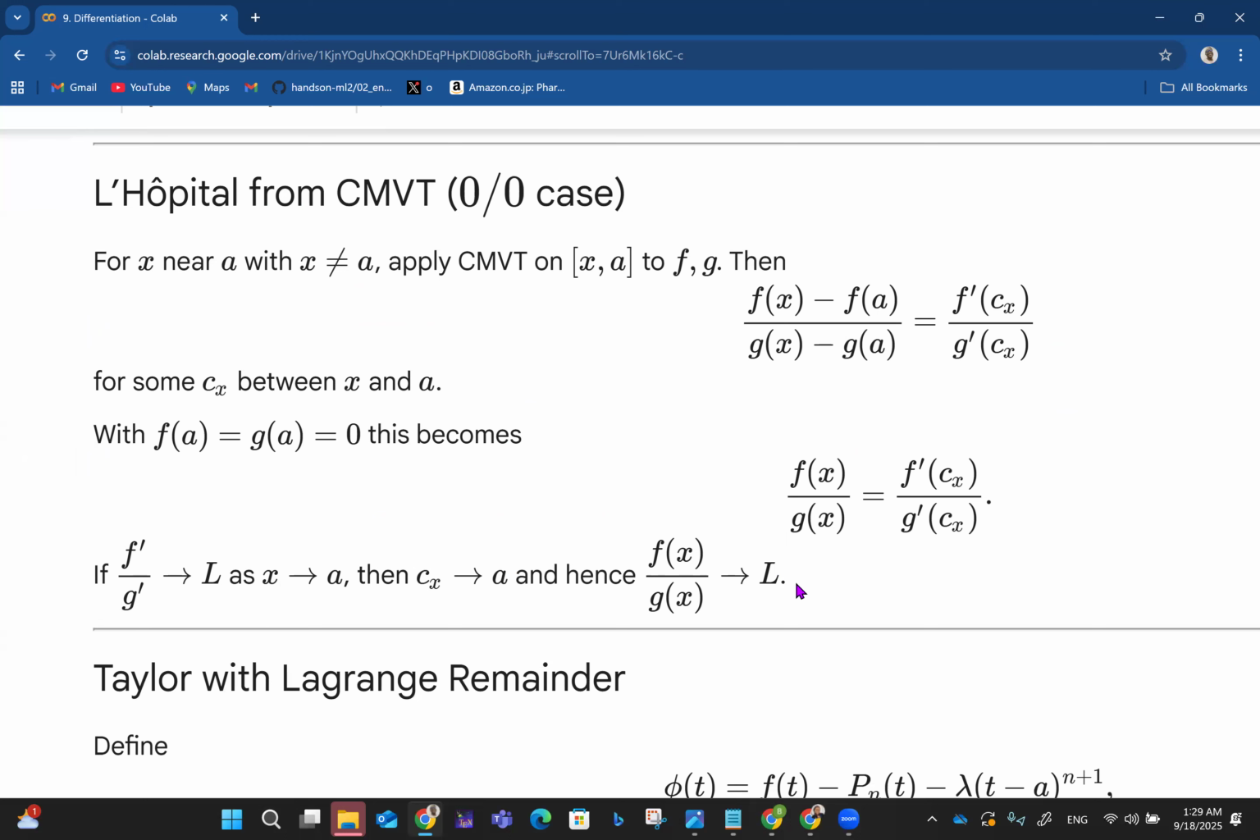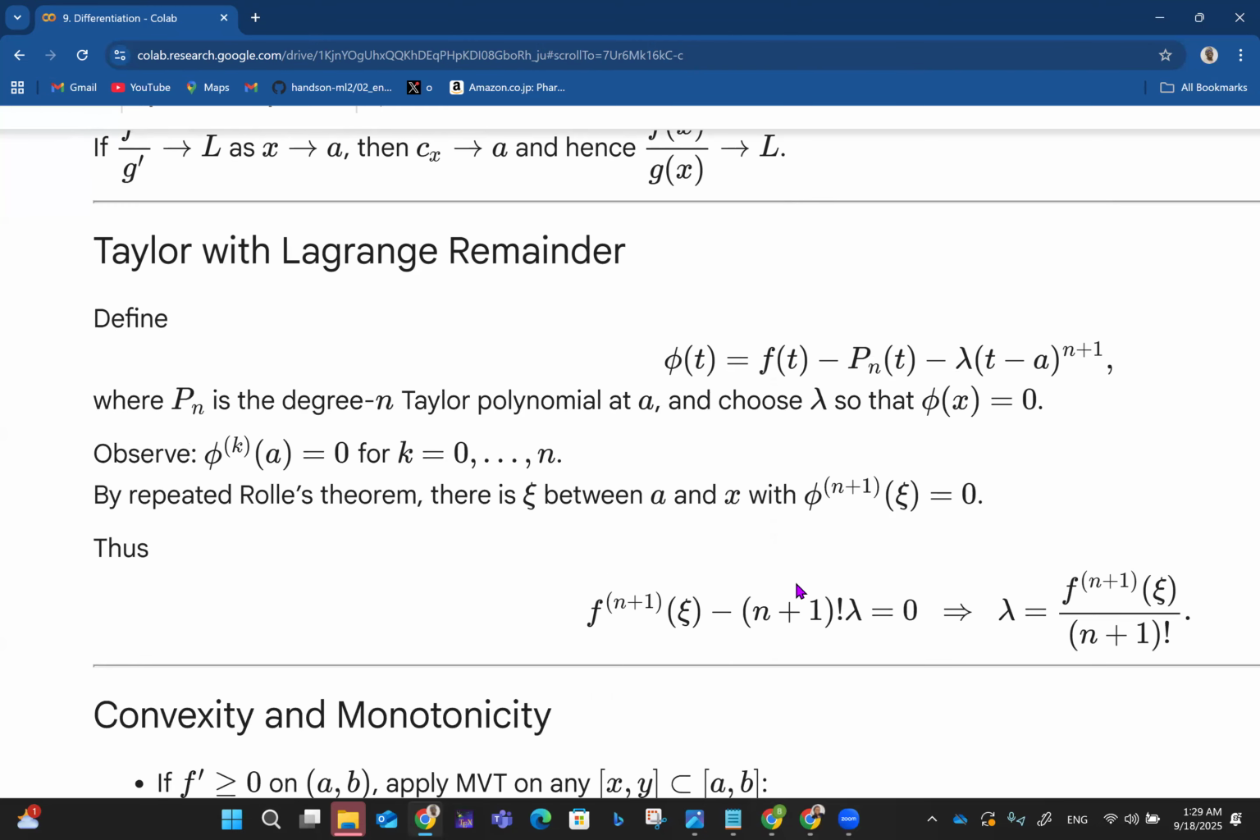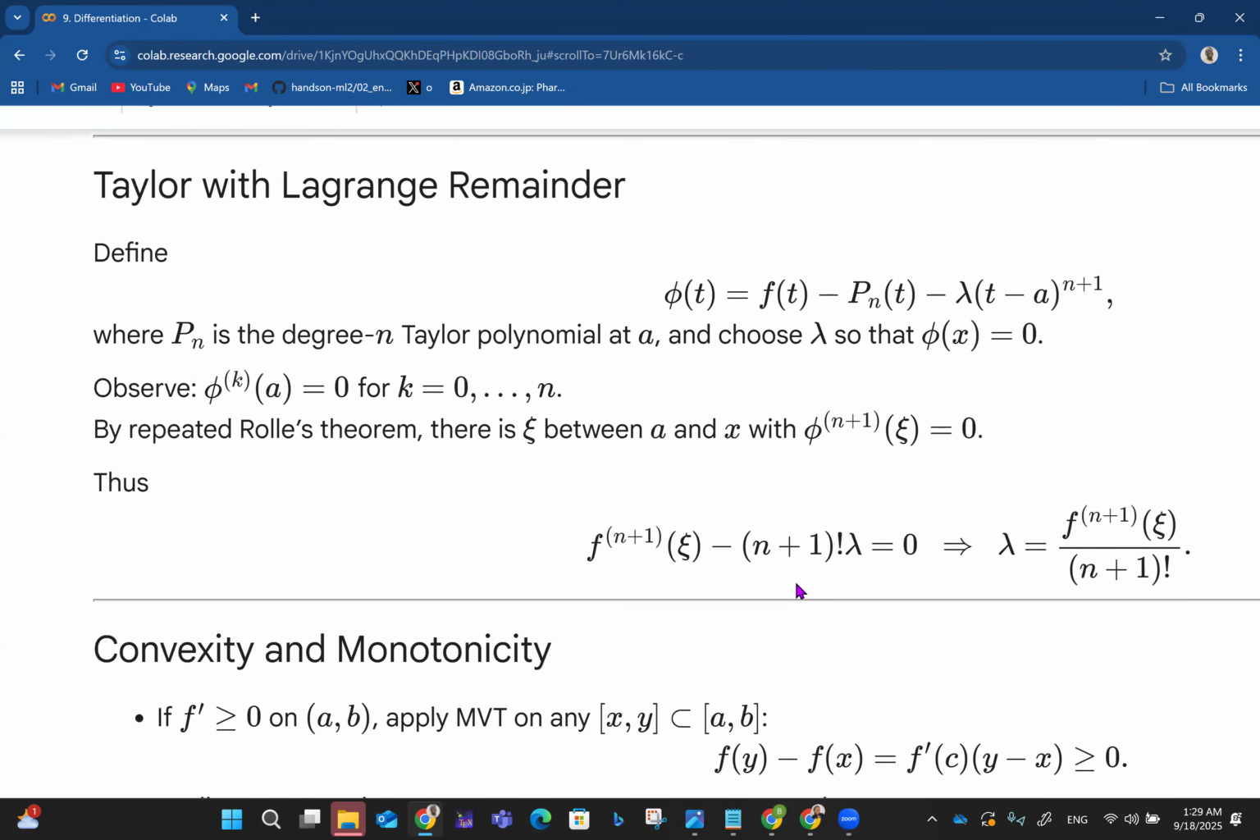So this is the foundation of L'Hopital's rule: we can easily differentiate the numerator and the denominator, and we keep substituting the value towards which c(x) is tending until we get a particular limit or until we establish that the limit does not exist. Then we go for Taylor with Lagrange remainder.